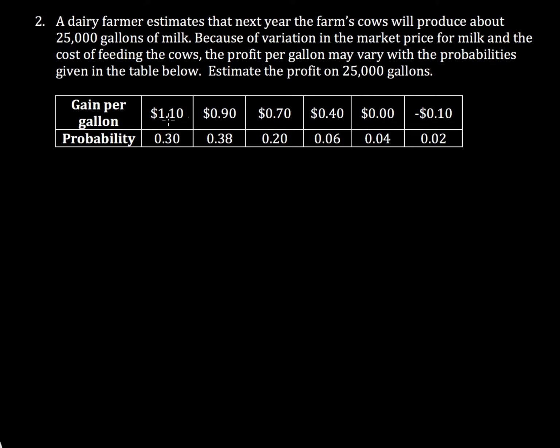These are gains, by the way, not prices. I think I might have said the price of milk. These are the gains, and so he might gain these amounts. He might break even on his milk, or there's a chance that he might actually lose money on the milk. And the probability of each one of those situations is shown down below.